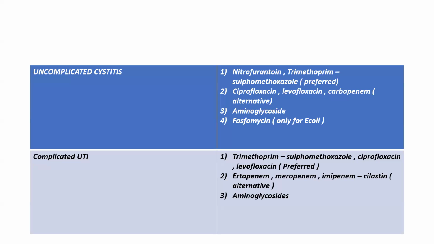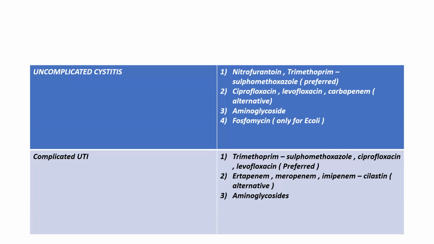So how to treat this ESBL? If we are treating a clinical scenario like uncomplicated cystitis and we have isolated ESBL, then we should treat it with nitrofurantoin or trimethoprim-sulfamethoxazole, that is the preferred approach. Alternative approaches are ciprofloxacin, levofloxacin, and carbapenem. Aminoglycoside is another third option, and fosfomycin, which we are using only for E. coli.